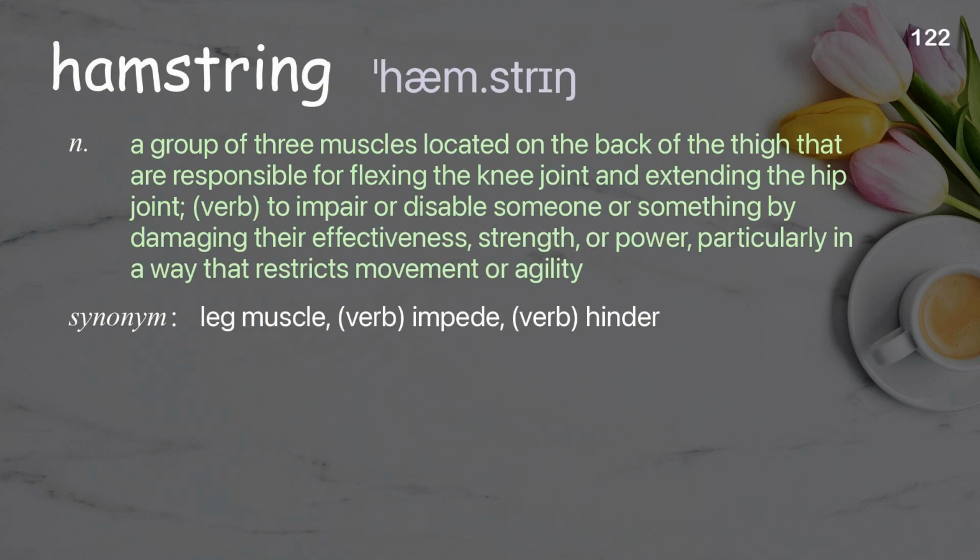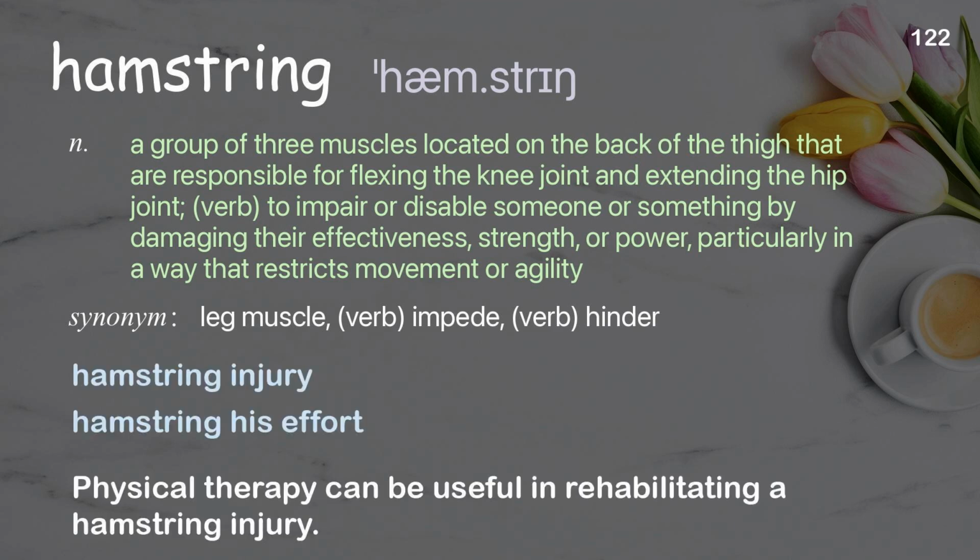Hamstring. A group of 3 muscles located on the back of the thigh that are responsible for flexing the knee joint and extending the hip joint. Verb: to impair or disable someone or something by damaging their effectiveness, strength, or power, particularly in a way that restricts movement or agility. Examples: Hamstring injury. Hamstring his effort. Physical therapy can be useful in rehabilitating a hamstring injury.